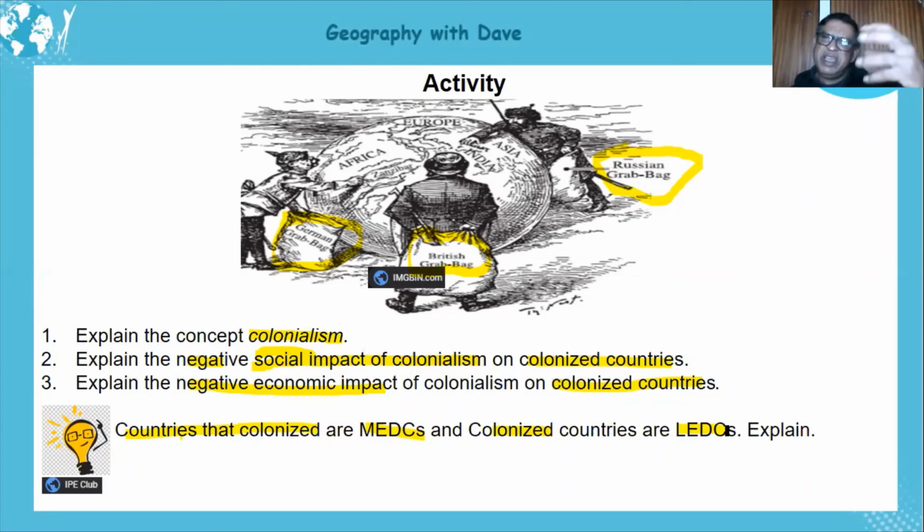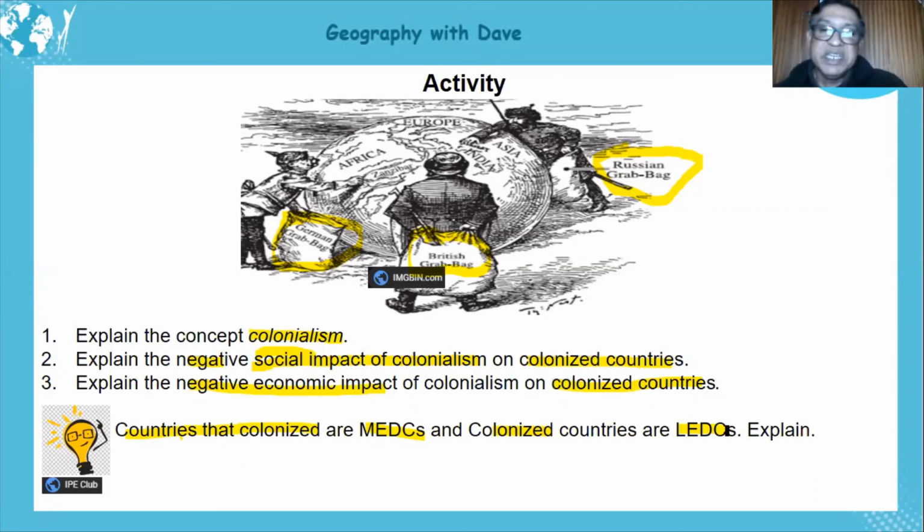All right. So I just phrased it differently. It's something to think about. So we're saying the MEDCs were the ones that colonized other countries. All right? Why are they MEDCs? Because they took the raw materials to their countries, they had skills development, their production increased, their infrastructure increased. You understand? Their level of living, average per capita income, all was increasing all the time. So they became highly industrialized and highly developed.